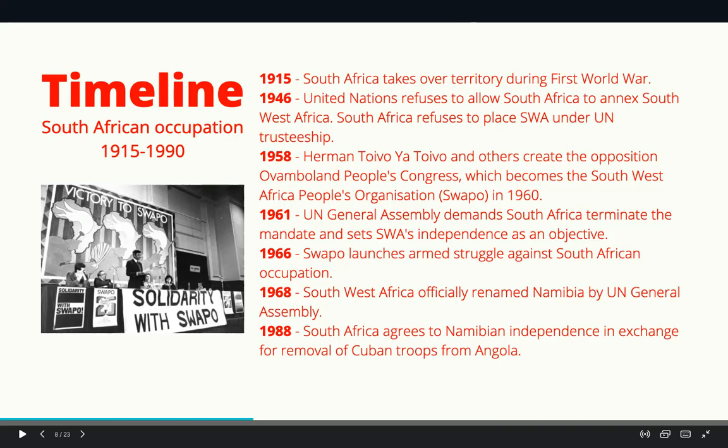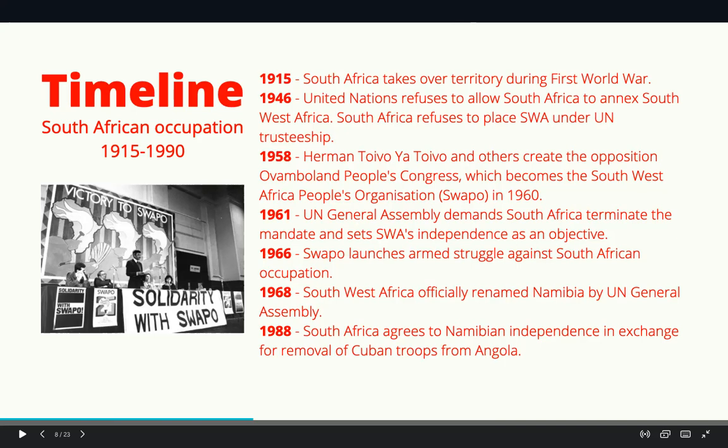In 1958, Herman Toivo Ya Toivo and others created the opposition Ovamboland People's Congress, which becomes the South West African People's Organization, SWAPO, in 1960. In 1961, the UN General Assembly demands South West Africa terminate the mandate and sets South West Africa's independence as an objective. In 1966, SWAPO launched an armed struggle against South African occupation.